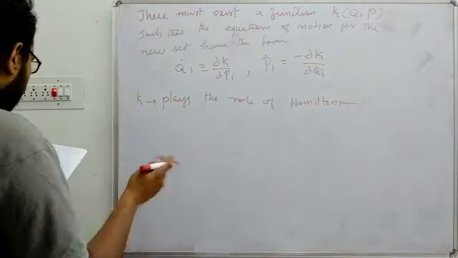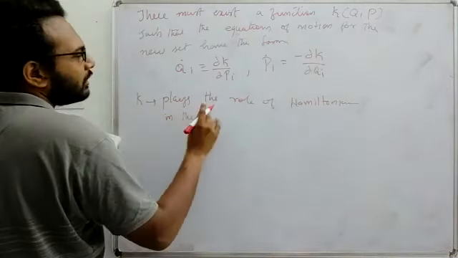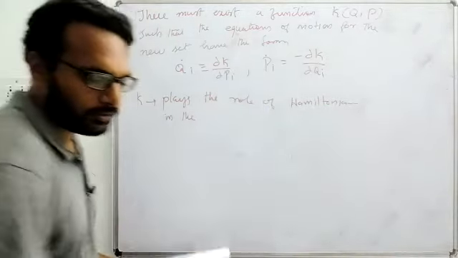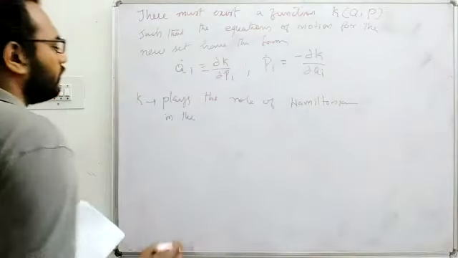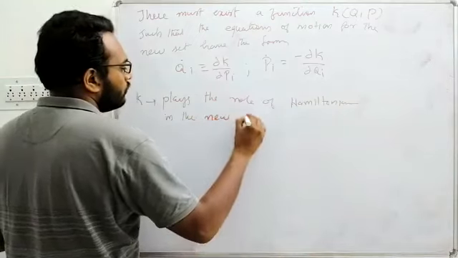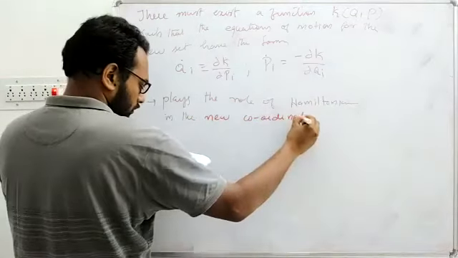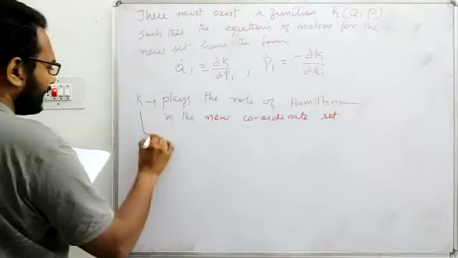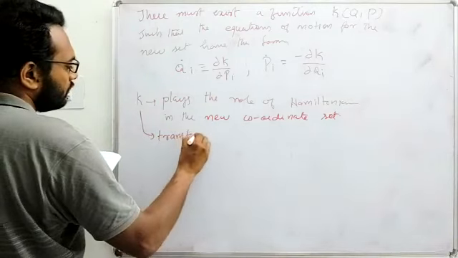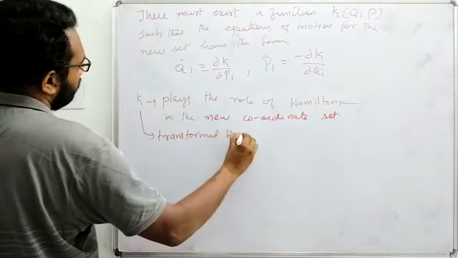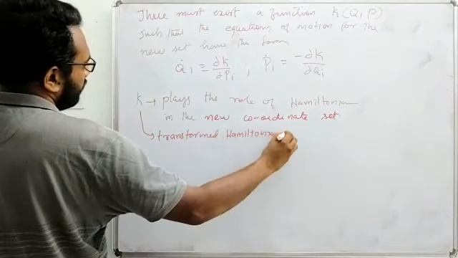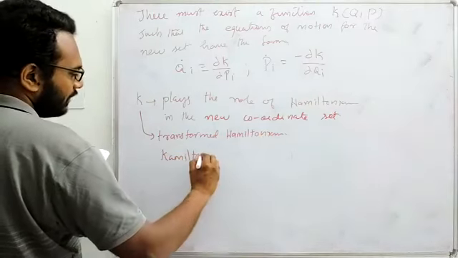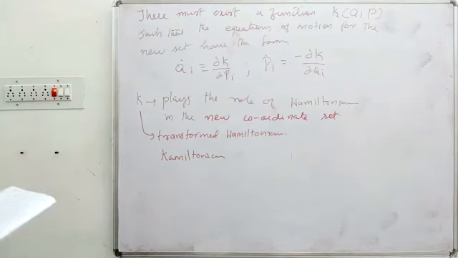In the new coordinate system, but in the new coordinate set. Now we don't talk about coordinates and momenta separately, we just call them all coordinates. These are all coordinates of phase space. Now, the role of Hamiltonian in the new coordinate set can be called the transformed Hamiltonian. Sometimes people jokingly call it the Hamiltonian too, because if H stands for Hamiltonian, then K might stand for Hamiltonian, all right?